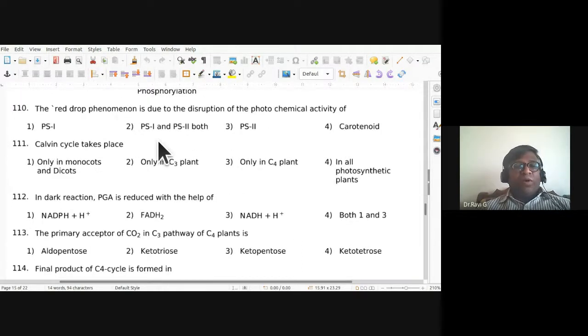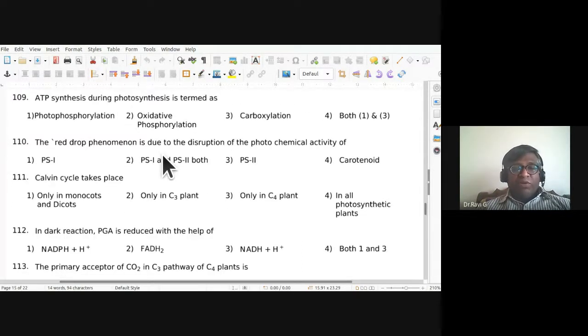The red drop phenomenon is due to the disruption of the photochemical activity of PS1, PS1 and PS2 both, PS2, or carotenoid? The red drop phenomenon is due to the disruption of the photochemical activity of PS2, that is photosystem 2.